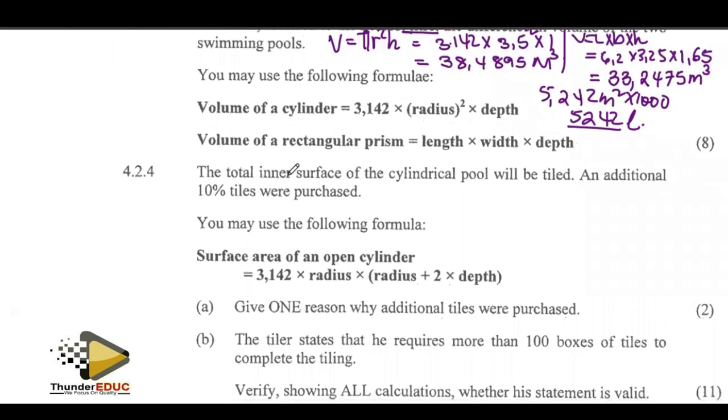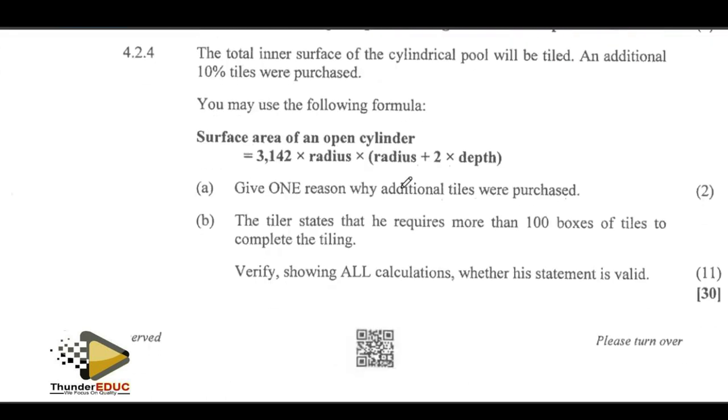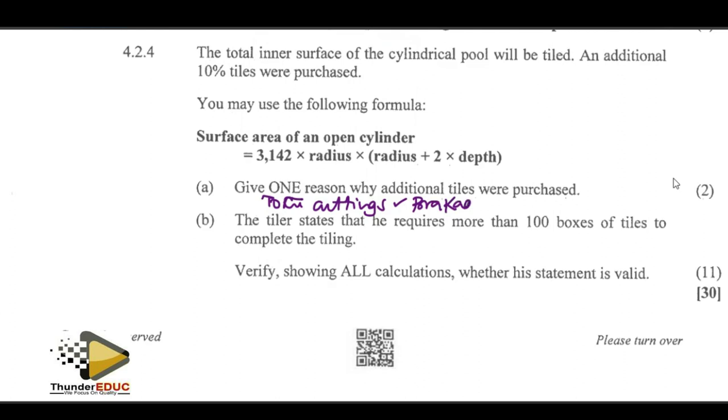Okay, the total inner area of the surface of the cylinder will be tiled. An additional 10% tile was purchased. Give one reason why additional tiles were purchased. You can say for cuttings. You know, tiles are cut. All right, to cater for cuttings. Another thing, to cater for breakage when it breaks.